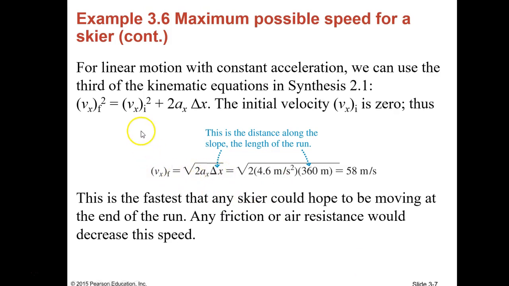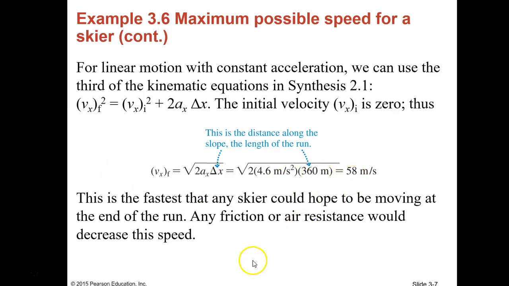We can figure out the final speed because of this kinematics equation. Our initial speed was 0. We know a, which we solved for on the previous slide. x is 360. We can solve for vf. So this is the fastest speed on that ramp that anyone can go.